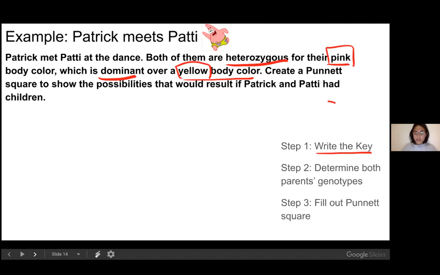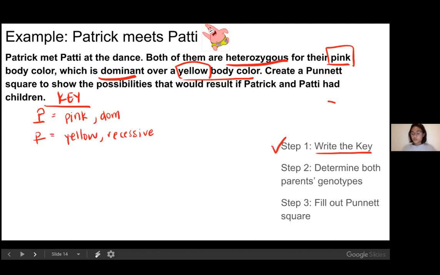So I'm going to write my key and say that since pink is dominant, I need it to be a capital letter. So I'm just going to do capital P equals pink, and I'm going to write also that this is dominant. And so that means that little p would mean yellow, and that this is recessive. And I just write that so that I never, ever, ever get confused. All right, so step 1, I wrote my key.